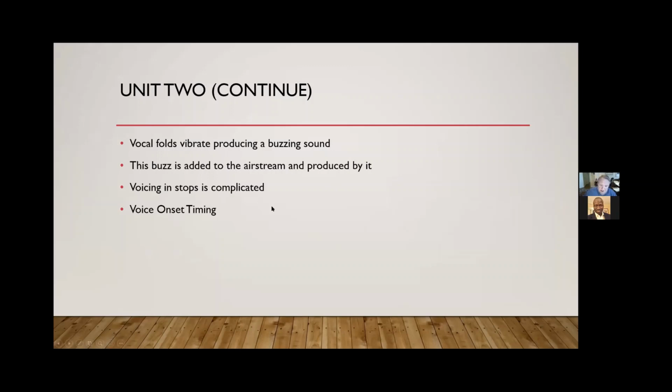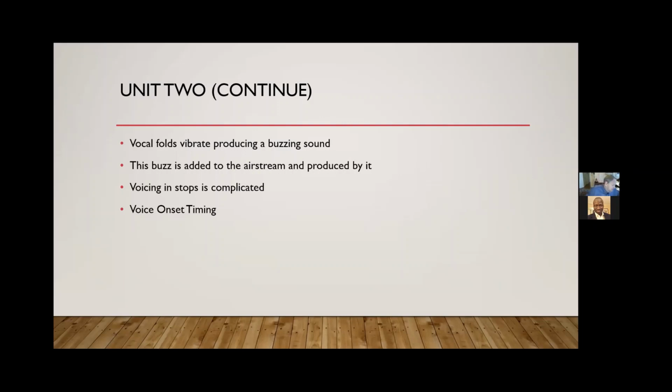Voicing in stops is complicated, as I said, and I want to show that with voice onset timing. But first, why is it complicated? Well, by definition, a stop is a complete blockage of the air. No air flows during the time of the closure. But that means that the vocal folds cannot vibrate. Well, how can you have a voiced stop when the vocal folds cannot vibrate? And this is important because in English, we have all the stops and fricatives as well as affricates, both voiced and voiceless. So we have to understand how this works.